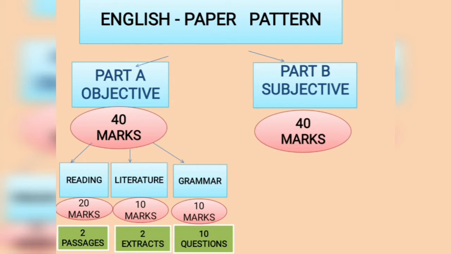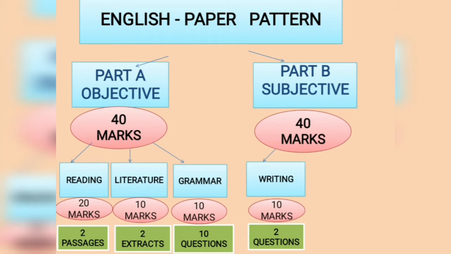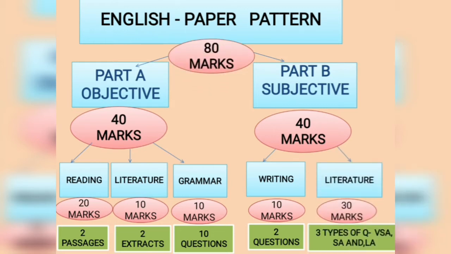Now looking at part B, the 40 marks are for writing, 10 marks with 2 questions, one for formal letter, one for analytical paragraph writing. The second one is literature of 30 marks, wherein you will be asked 3 kinds of questions: very short answer type, short answer type, and long answer type questions covering your literature textbooks, making it up altogether for 80 marks.